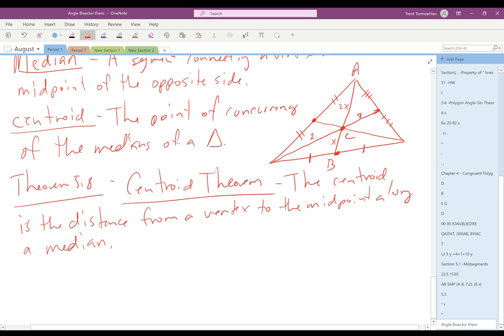And so y and 2y, and then z and 2z. Now notice the longer one is always from the vertex to the centroid. The shorter distance is from the centroid to the midpoint. And if you draw a good triangle, it's easy to see which one is going to be double the other.